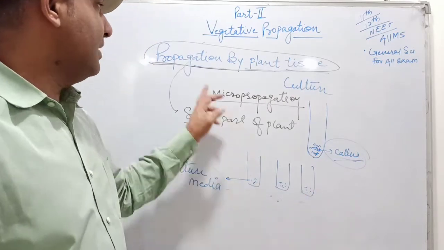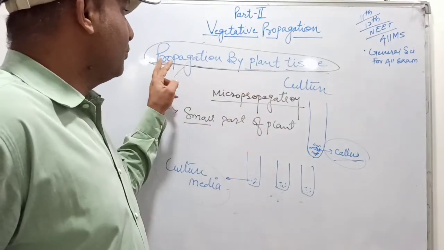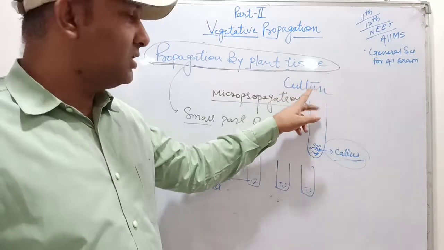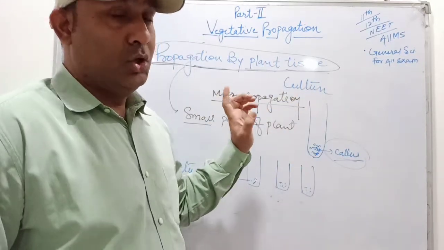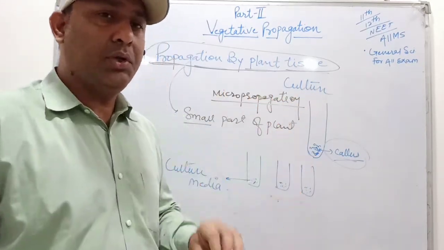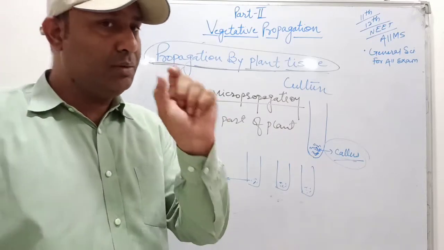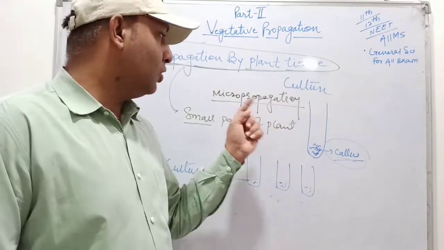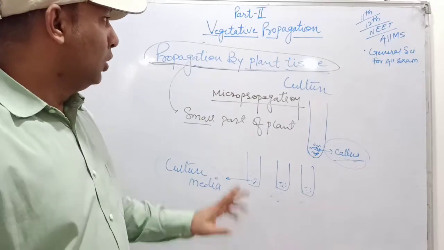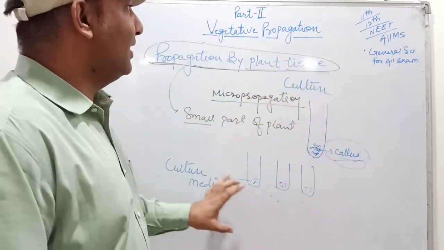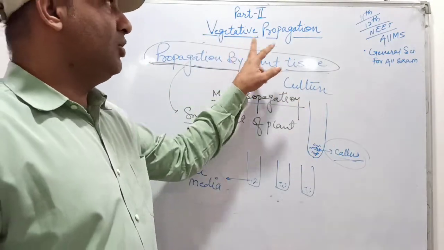So the process by which a new plant develops is called propagation by plant tissue culture, or micropropagation. In micropropagation, we can produce thousands of plants from a small piece of a part. That's why it is called micropropagation. Clear? So that completes the terms and technology, with an example of vegetative propagation.